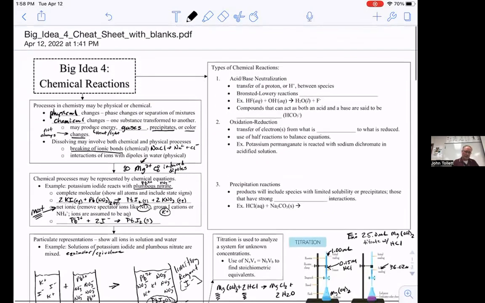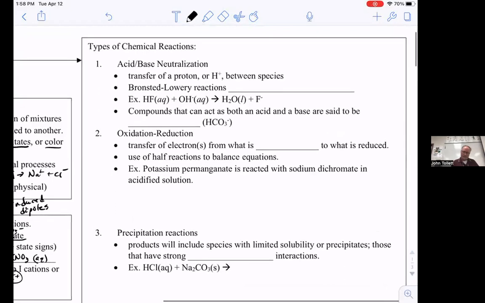So if I scroll back up here, I'll go over the traditional reactions and explain them. I'll come right back and do that.